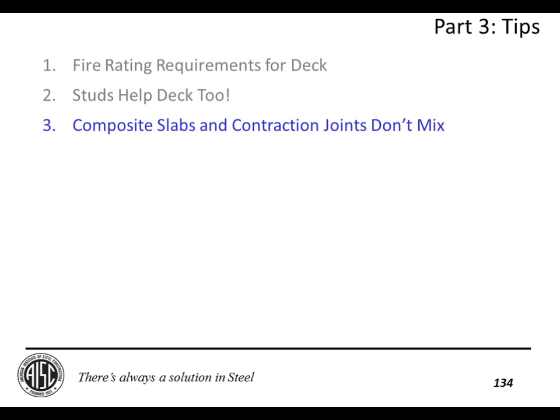Number 3, composite slabs and contraction joints don't mix. When you place a slab on grade, there's very little drag involved, so the slab is free to shrink and crack wherever it wants to. It makes a lot of sense to put in contraction joints to control where those cracks happen. But when you're placing a slab on an elevated deck, you have a corrugated deck at the bottom of the slab, which has a tremendous amount of drag. So when that slab tries to shrink, it's going to crack all over the place wherever it wants to, no matter whether you put contraction joints in it or not. So they're essentially a waste of time.